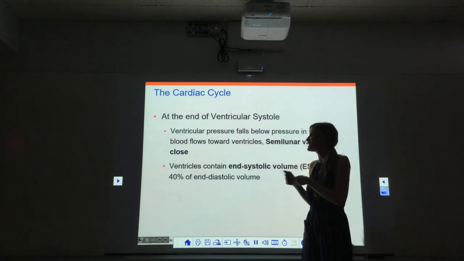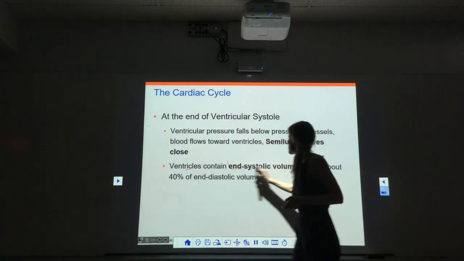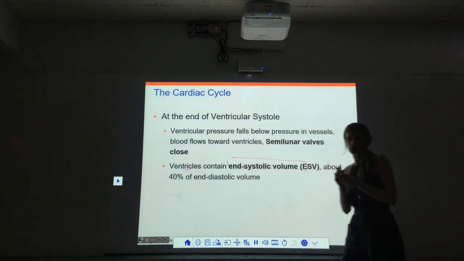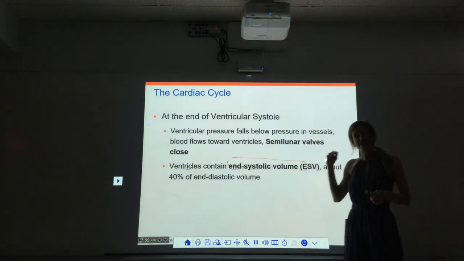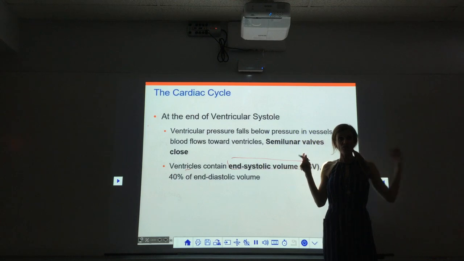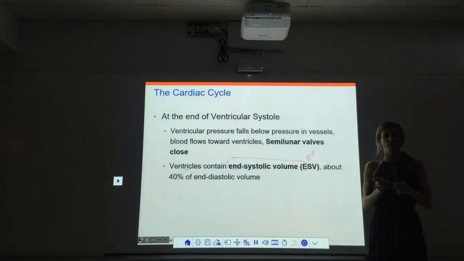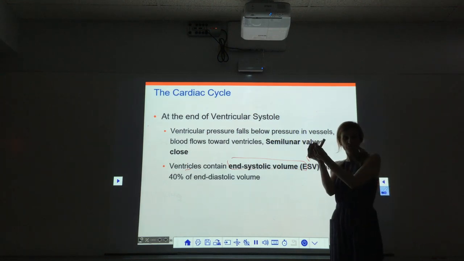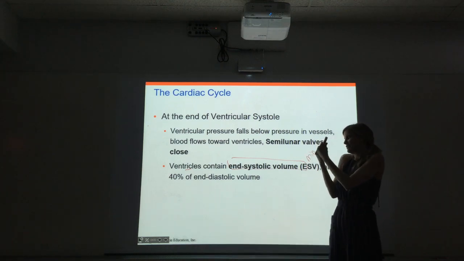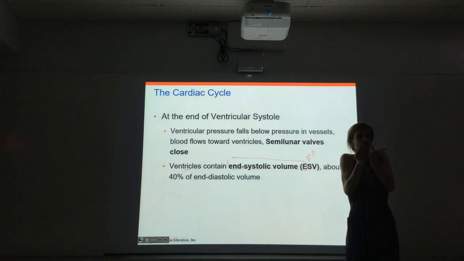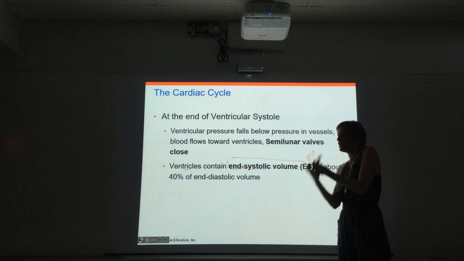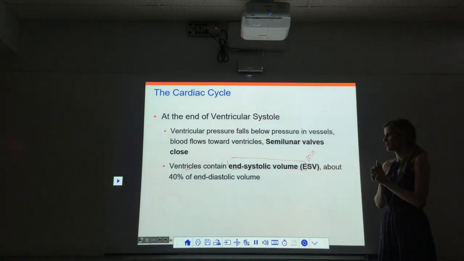Okay, at that point in time, we say that the ventricles have their end systolic volume. If we said that the end diastolic volume was the max volume, then you could say that the end systolic volume was the minimum volume. Okay, they've ejected their stroke volume, right? They've ejected however much they're going to eject. And that's it. They have whatever volume is left at the end of systole. At the end of their contraction, they have something left over. That's their end systolic volume.